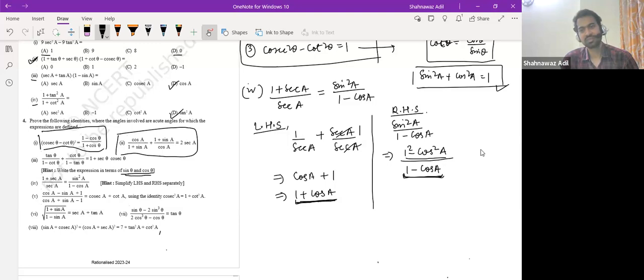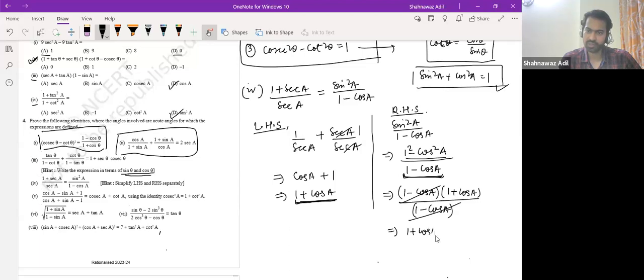Now we'll use a square minus b square. Yes, good. So this would be 1 minus cos and 1 plus cos. So this is cancelled and this is 1 plus cos A, which is LHS, right? So this is the idea of this question. Quickly note it down and then we'll do the fifth question.